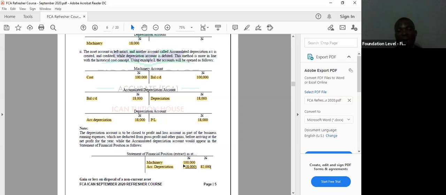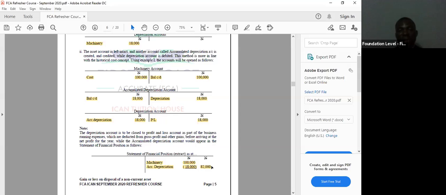They will now come here and say 100,000. This one will now be 36,000. Now 100,000 minus 36,000 will give us the carrying amount that we have. That will be 64,000. So this place will now be 64,000 as the carrying amount.